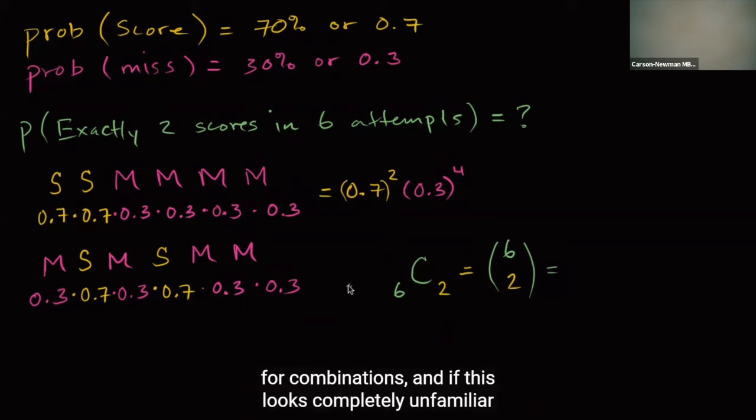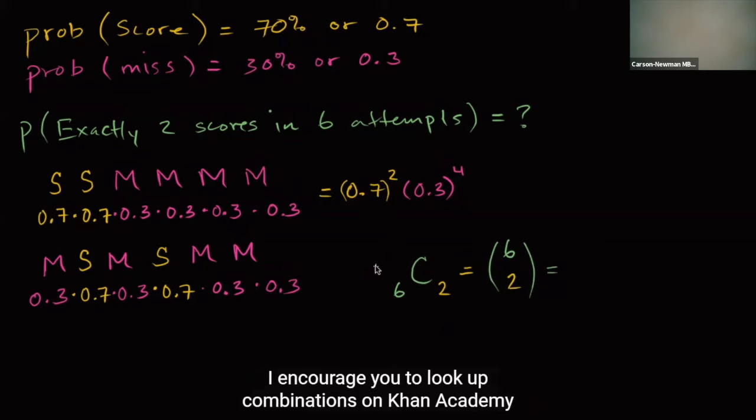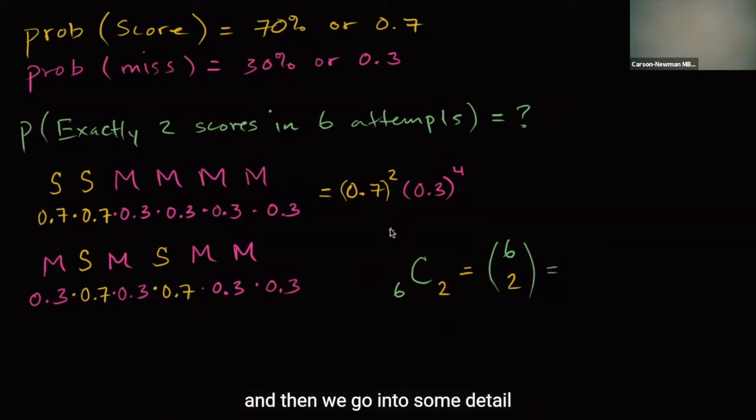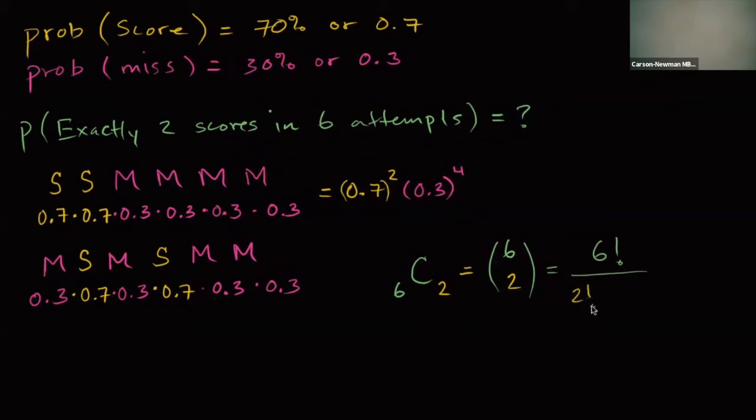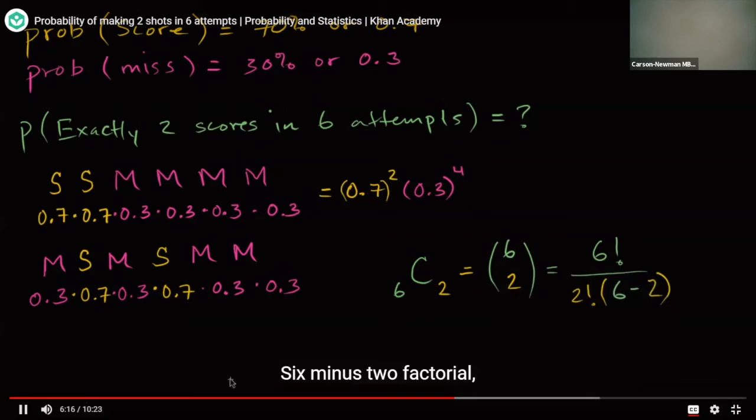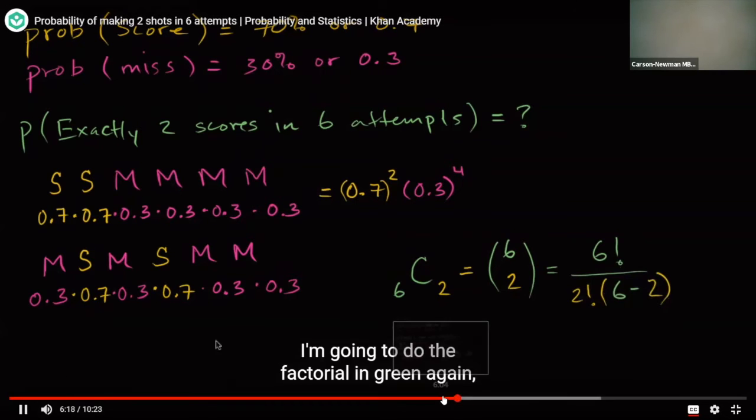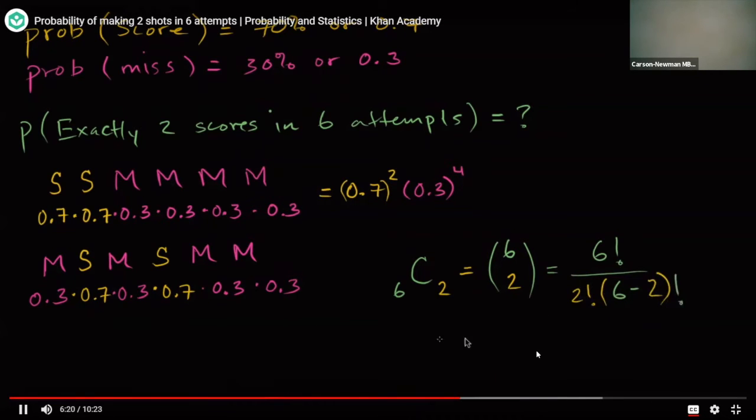If this looks completely unfamiliar, I encourage you to look up combinations on Khan Academy, which goes into some detail on the reasoning behind this formula. I think it makes a lot of sense. This is going to be equal to 6 factorial over 2 factorial times 6 minus 2 factorial. 6 minus 2 factorial. What's this going to be?